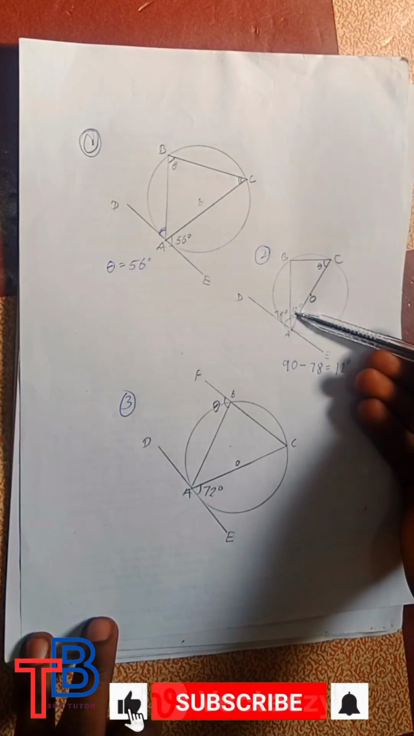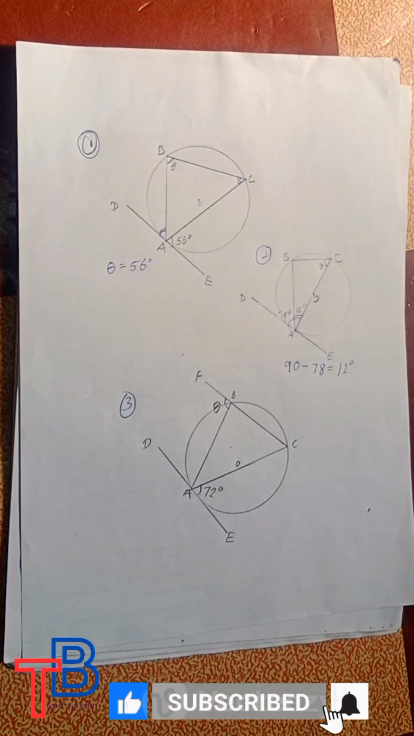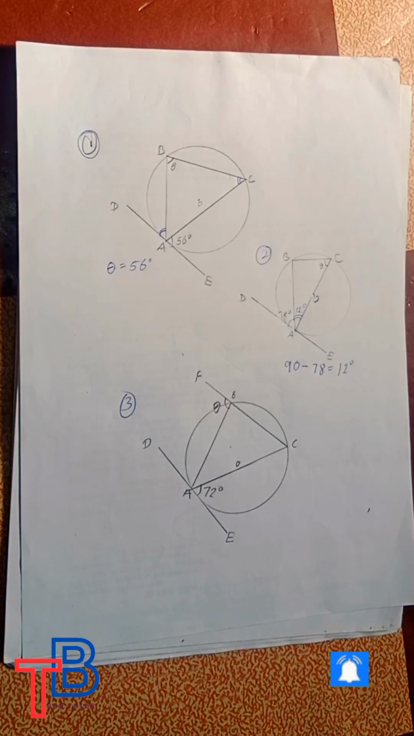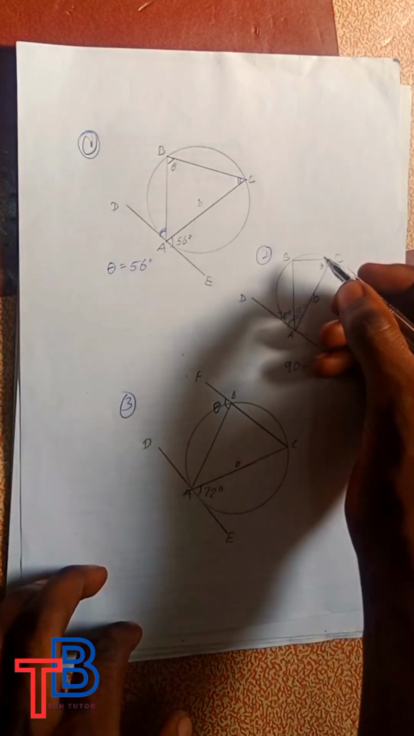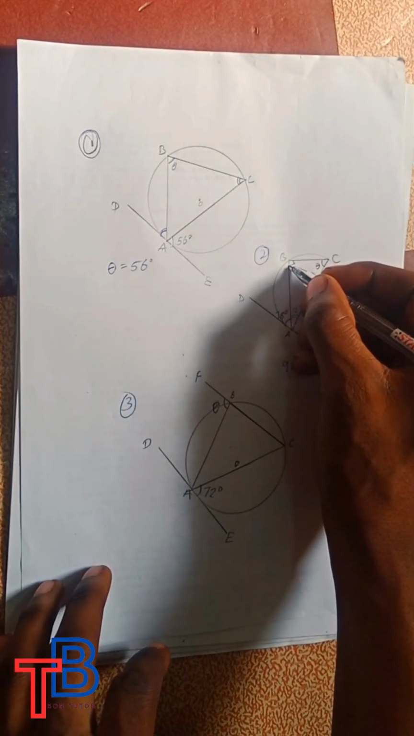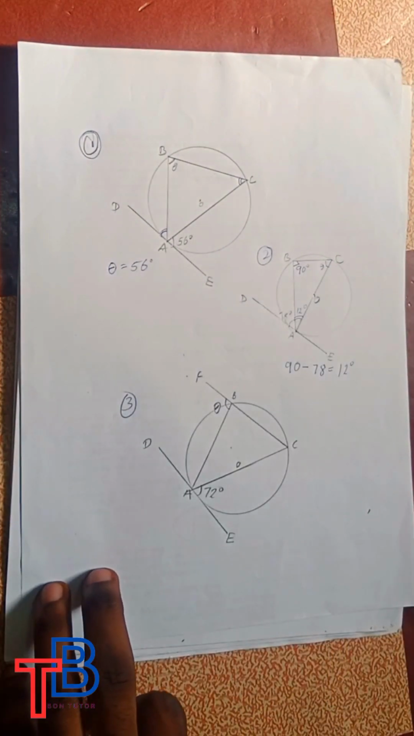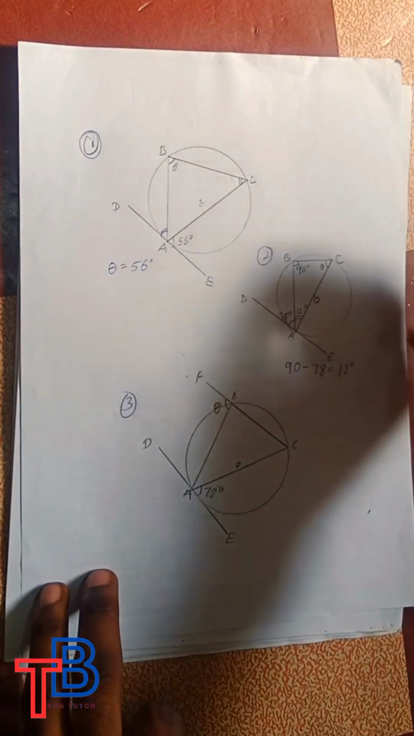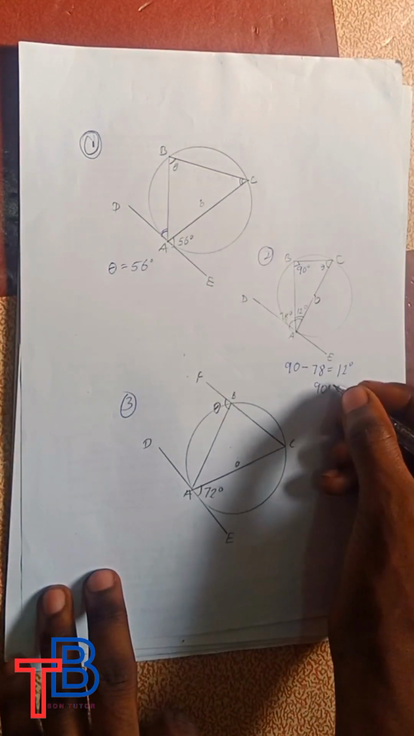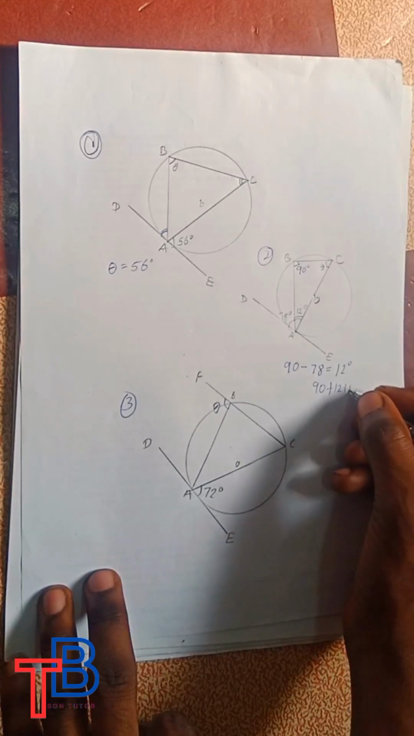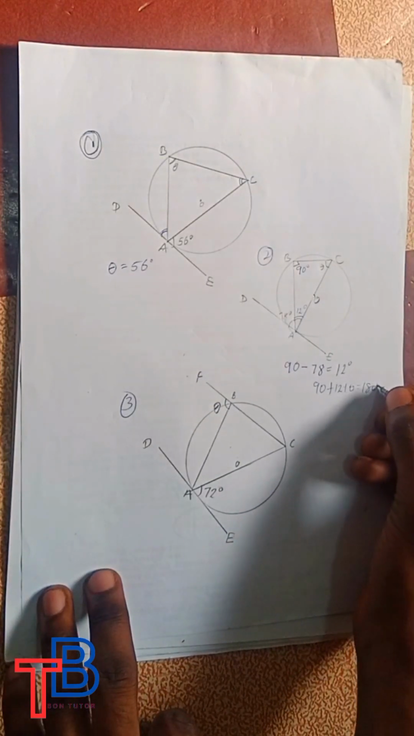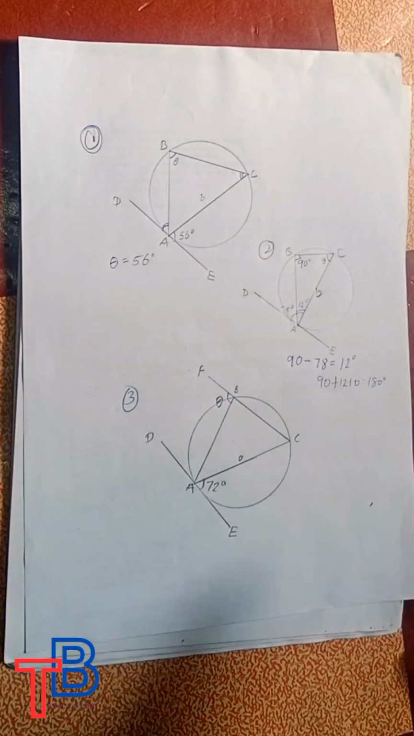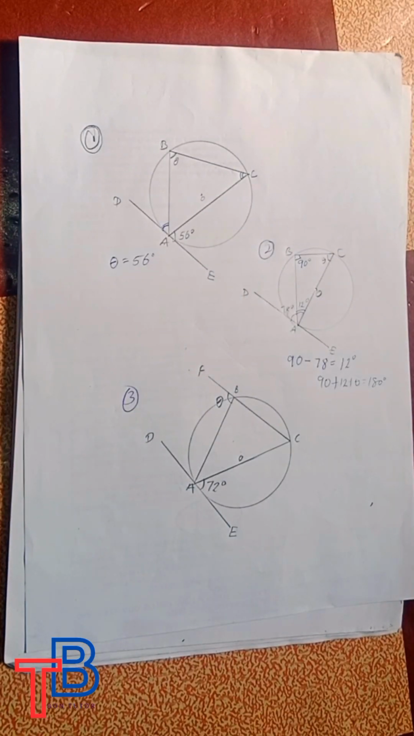If the angle here is 12 degrees, there is another theorem that says an angle subtended by a semicircle is 90 degrees. That is, the angle here will be 90 degrees. Therefore, 90 plus 12 plus theta equals 180 degrees, because the sum of angles in a triangle is 180 degrees.